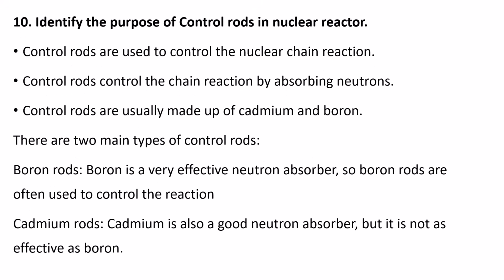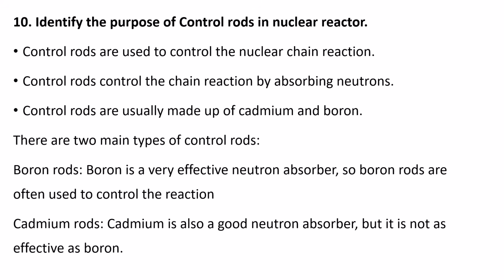Tenth question, identify the purpose of control rods in nuclear reactor. Control rods are used to control the nuclear chain reaction. Control rods control the chain reaction by absorbing neutrons. The chain reaction can be controlled by absorbing the number of neutrons. Control rods are usually made up of cadmium and boron.